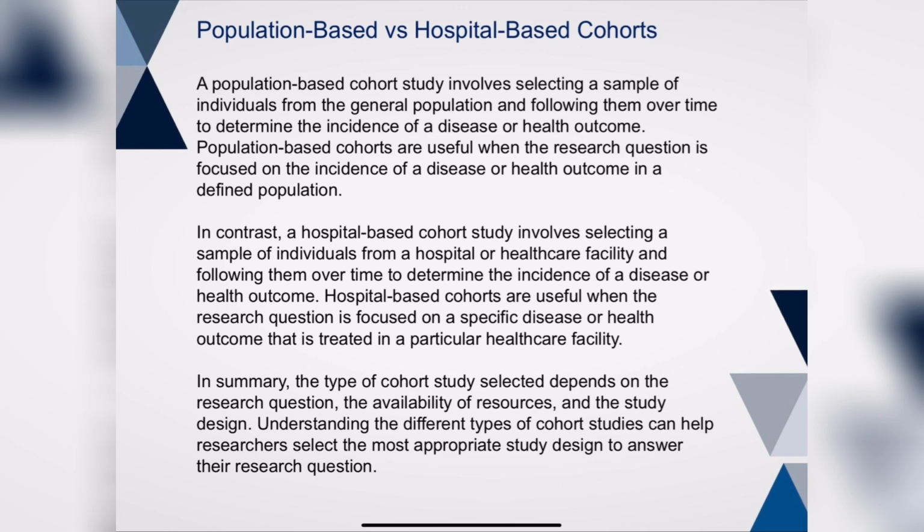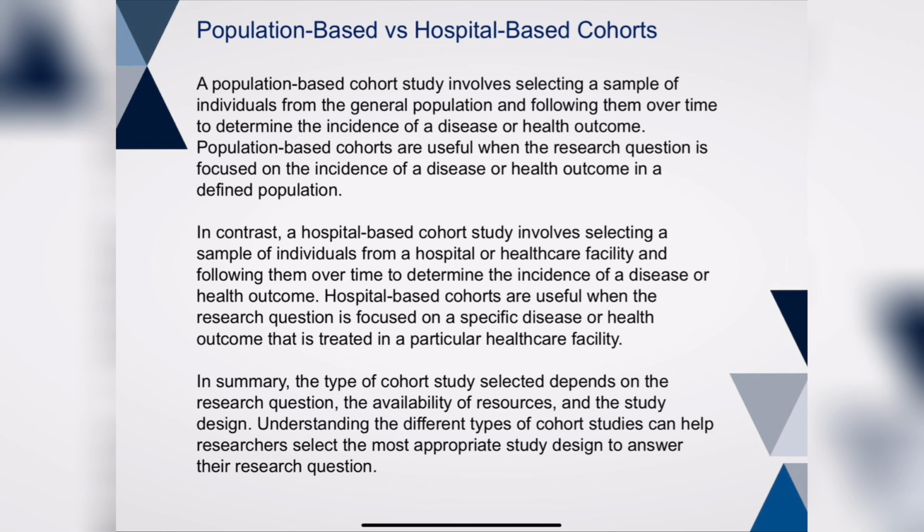In contrast, a hospital-based cohort study involves selecting a sample of individuals from a hospital or healthcare facility and following them over time to determine the incidence of a disease or health outcome. Hospital-based cohorts are useful when the research question is focused on a specific disease or health outcome that is treated in a particular healthcare facility.